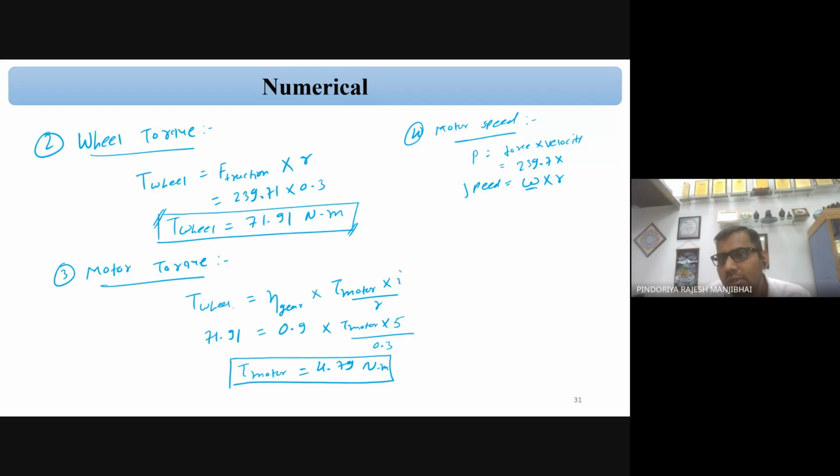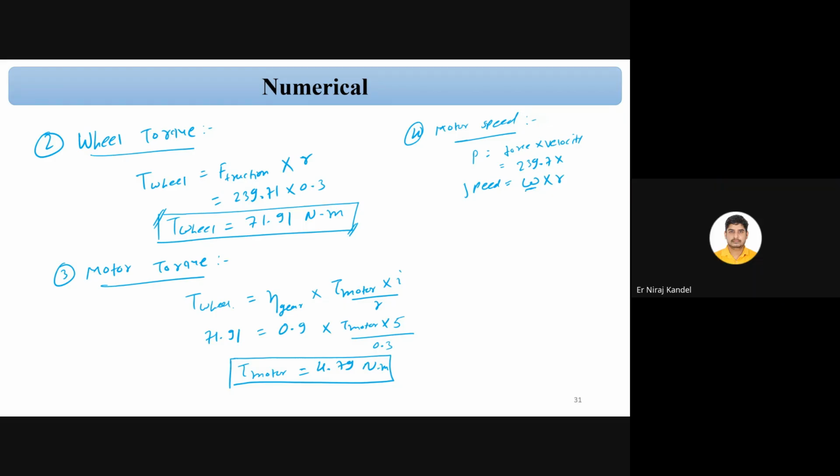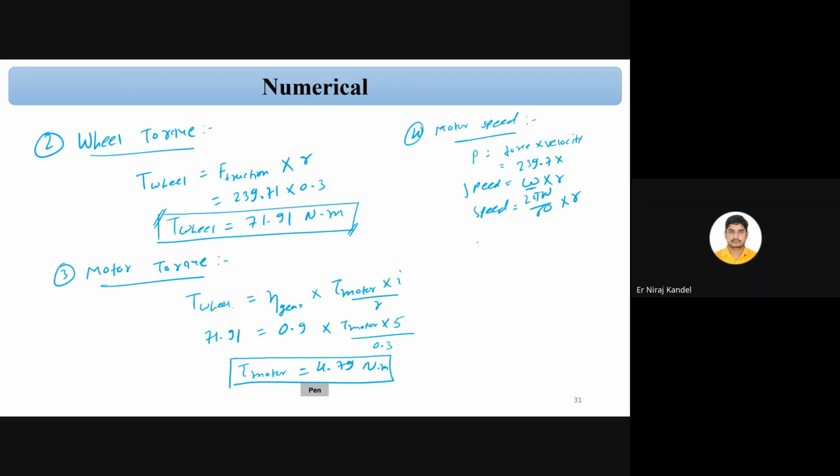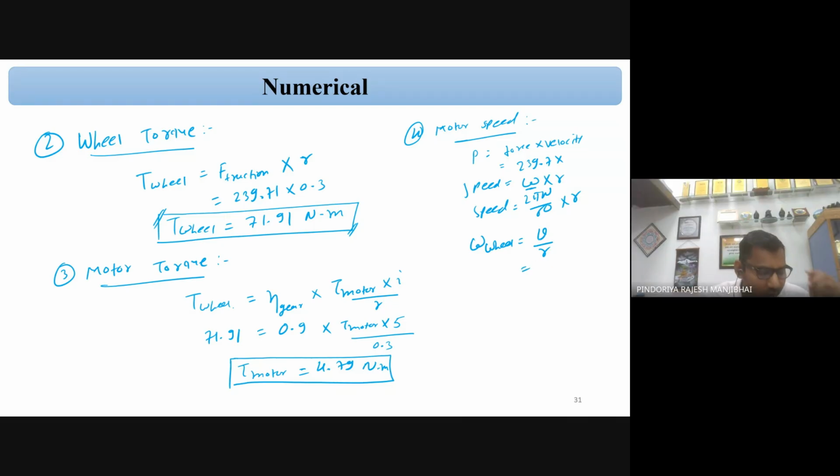So this omega is in radian per second, correct? Yes, sir. 2 pi n by 60 into R. So this is your speed. Sorry, this is the omega of wheel. Then using gear ratio, we can calculate speed of motor. Omega of wheel is velocity upon the radius. Yes, sir.